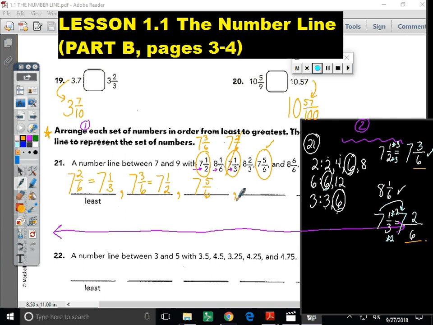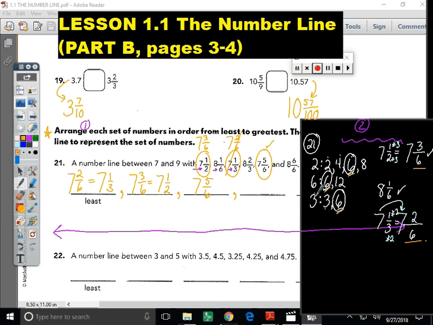Now I know next I want to list my 8s. 8 1/6, 8 2/3, 8 6/6, go in some special order. But what am I going to have to do first? Find a common denominator. Remember, I can turn them all into 6. So I'm going to let you work on that, and I'm going to let you try to fill in those last three for me. I will talk to you a little bit about this number line.